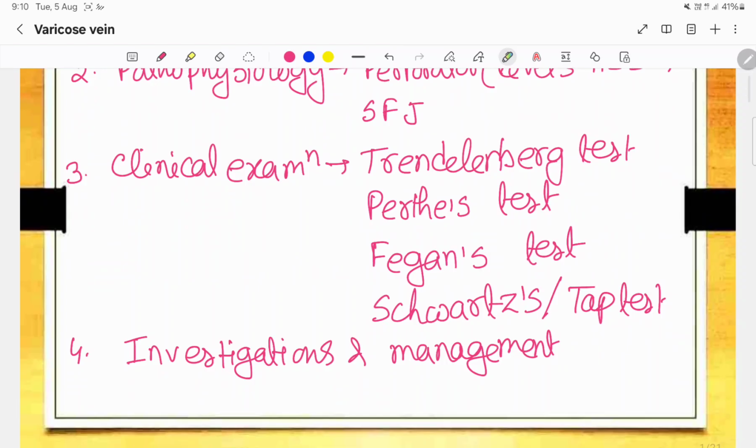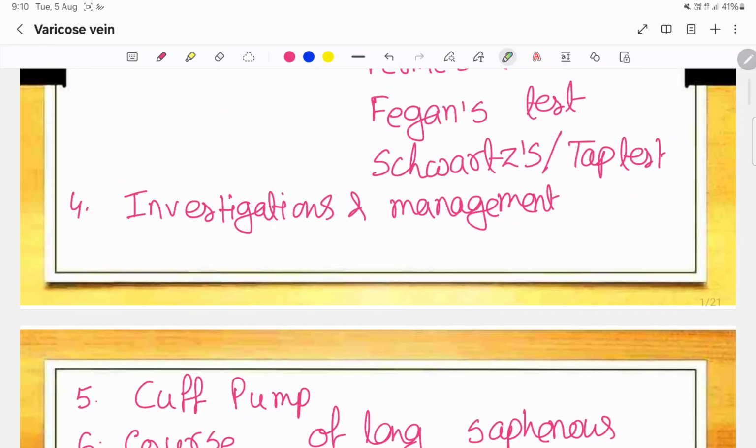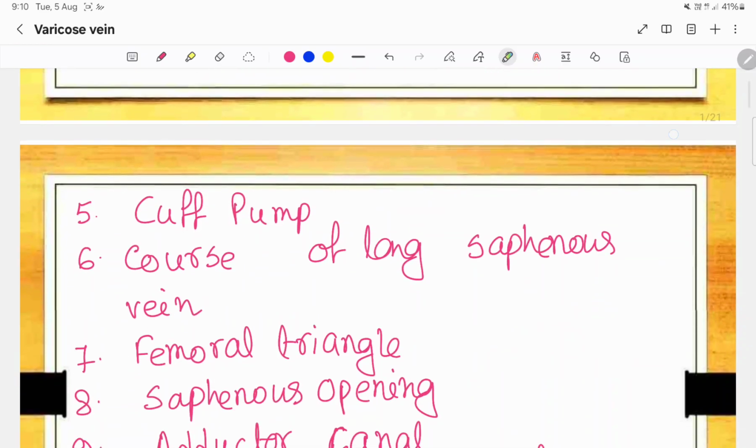Now how to do the clinical examination? There are total 4 tests. One is Trendelenburg test, Perthes test, Fagan's test and Swartz or TAP test. Now what investigations we need to do and how to manage.